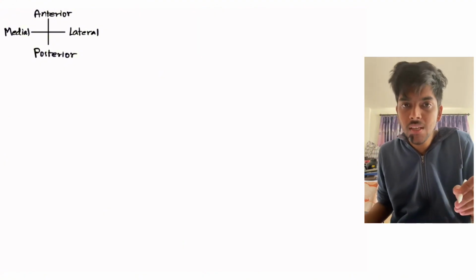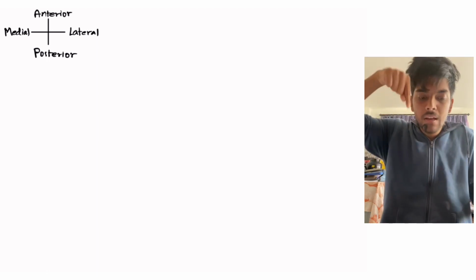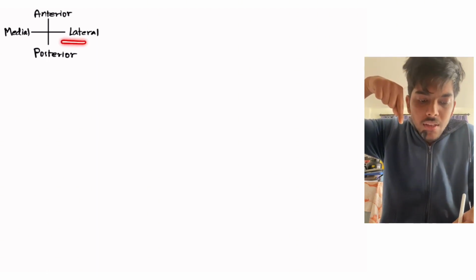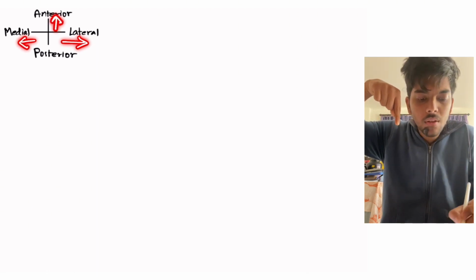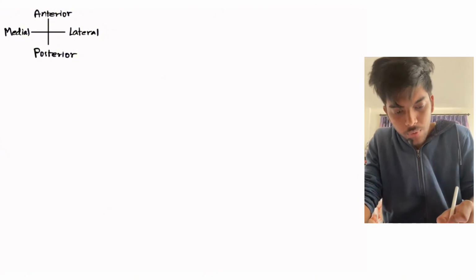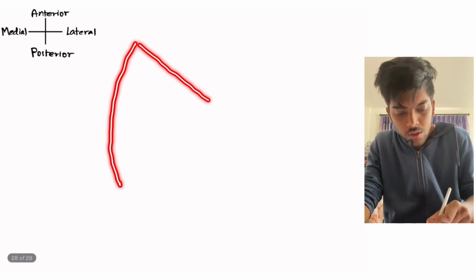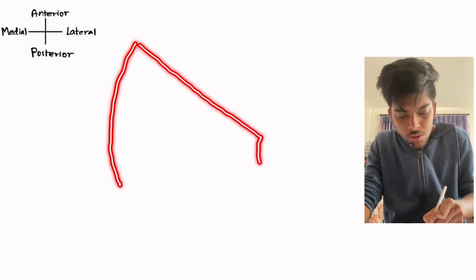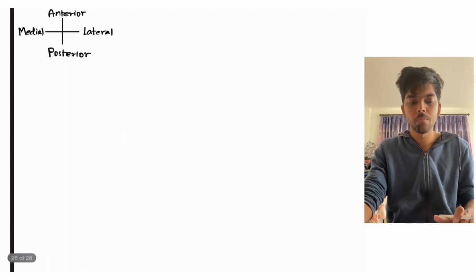So you are going to see the cut part of the axilla from top having its lateral wall on this side, medial wall on this side, anterior wall on this side, and posterior wall on this side. Basically, it's going to be like this. So the medial wall is going to be here, anterior wall is going to be here, lateral wall is going to be here, and the posterior wall is going to be here.